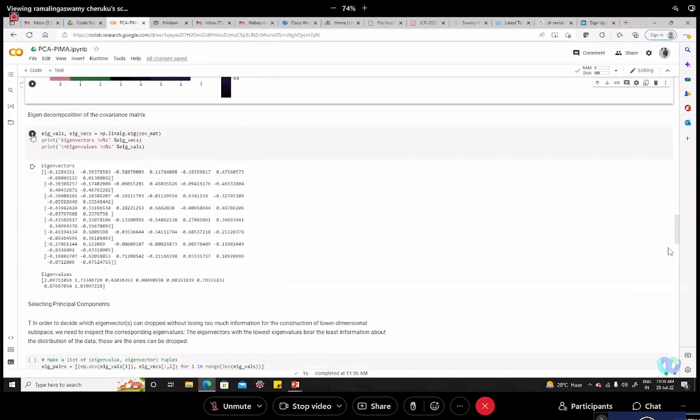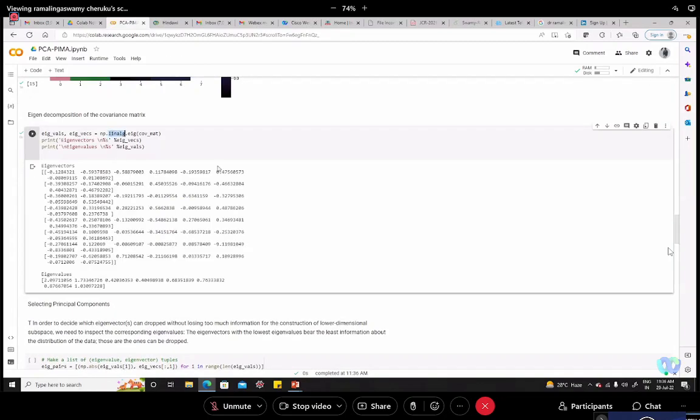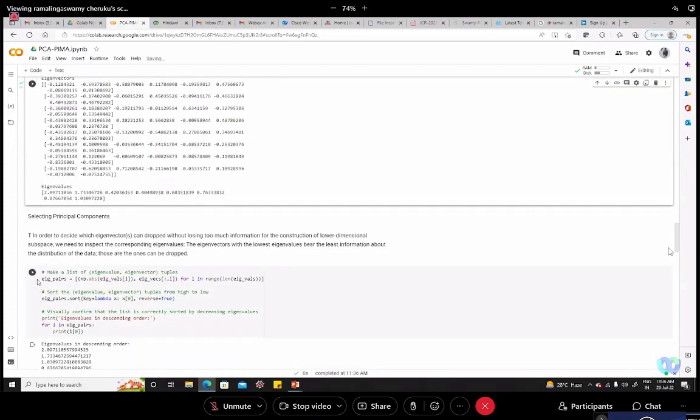Now next, once we get the covariance matrix, you have to find the eigenvalues and eigenvectors. For this you will use np.linalg.eig. By providing the covariance matrix as input, you will get the eigenvalues and eigenvectors. If you see the eigenvalues over here, they are not sorted. You have to sort them.